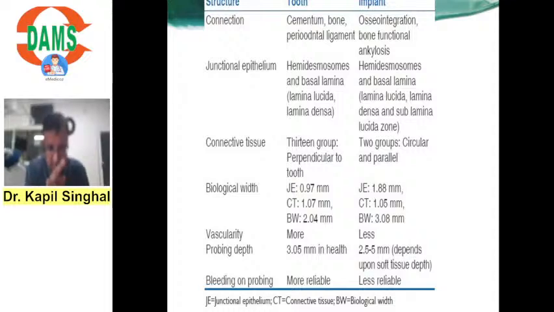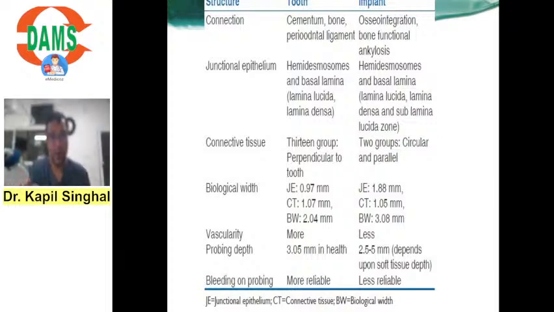Now a very important slide. This is the difference between tooth and an implant. And I have seen one or two questions every time from this picture in the exams. The first difference: a tooth has cementum, bone and periodontal ligament, but an implant is ankylosed with the bone. There is no such structure. In a tooth, there are hemidesmosomes and basal lamina. In an implant also, there are hemidesmosomes and basal lamina. So it is present in both.